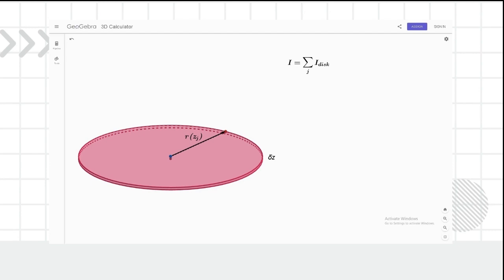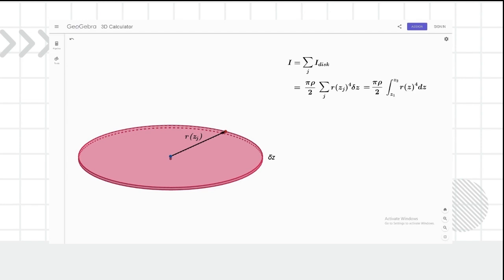This summation is possible if we consider an infinitesimally thin disk of thickness delta z and radius r of z, as shown here, where the radius of the disk becomes a function of z, so it can vary with height to fit the arbitrary shape profile. If we recall the moment of inertia of a uniform disk and insert it into this equation, we get this expression, where the summation just becomes an integral between the lower and upper height of our arbitrary shape.